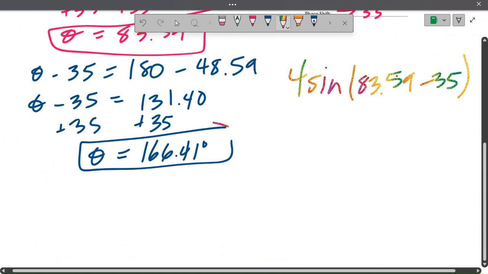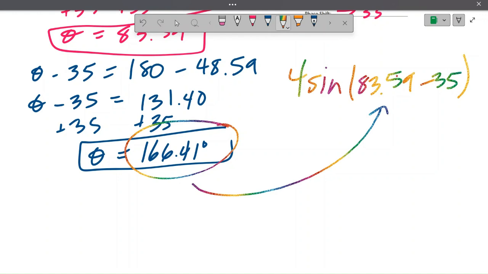And then you should do it with this value as well. You substitute that where you originally substituted 83.59 degrees for theta. By the way, this second value tends to be the most often incorrect value because people often apply that 180 degree property wrong. So definitely check your second answer, if not both. All right, let's move on to our next problem.